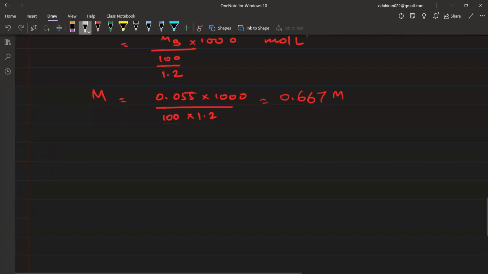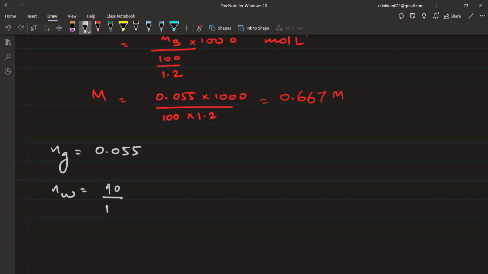Now, see here, number of moles of glucose is equal to 0.055, right? And number of moles of water, it is equal to how much? 5 moles, correct? Yes, sir. Number of moles of water, the solvent, is equal to what? Solvent is water. Water is 90 grams. Divide by 18, this will be equal to 5.